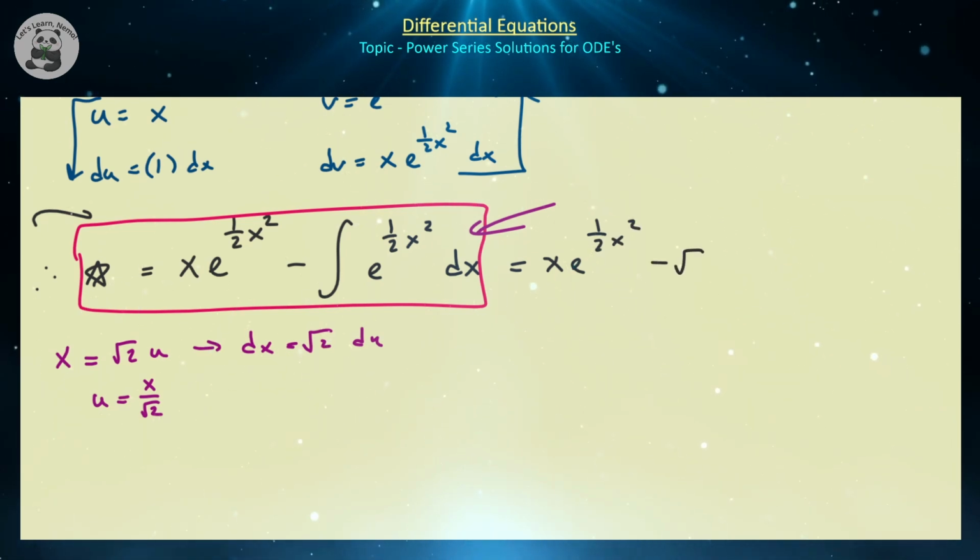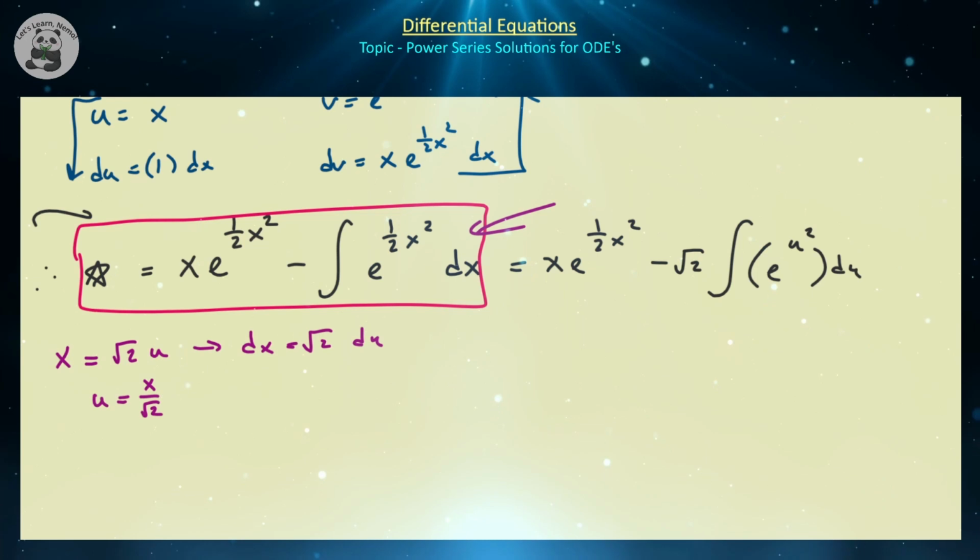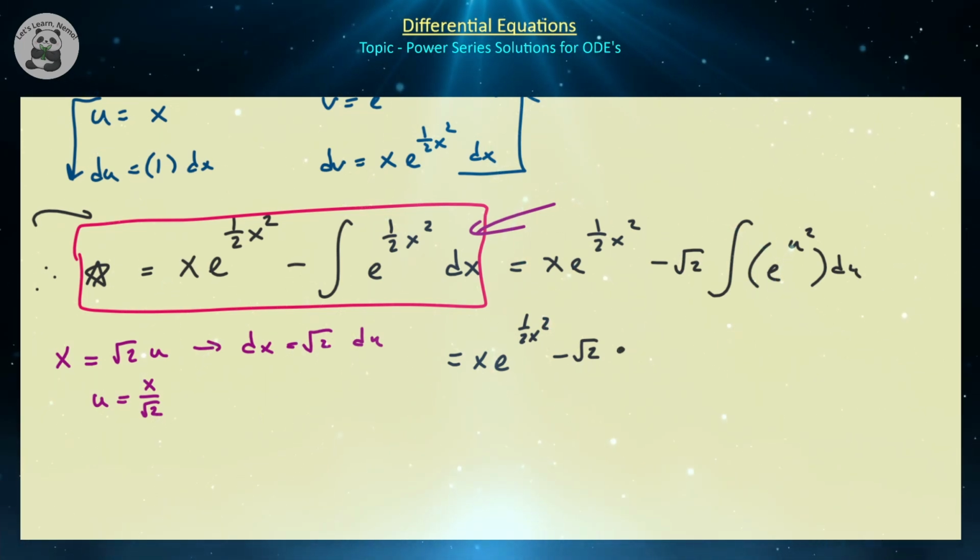And over here we're going to have minus square root of 2 times the integral of e to the u squared du. So this e to the u squared should look familiar to you special function people as just the imaginary error function, which means we have to introduce that normalization constant that you might recognize from basic probability theory. So this is just going to be x e to the 1/2 x squared minus square root of 2, and then I'm going to multiply by the square root of pi over 2.